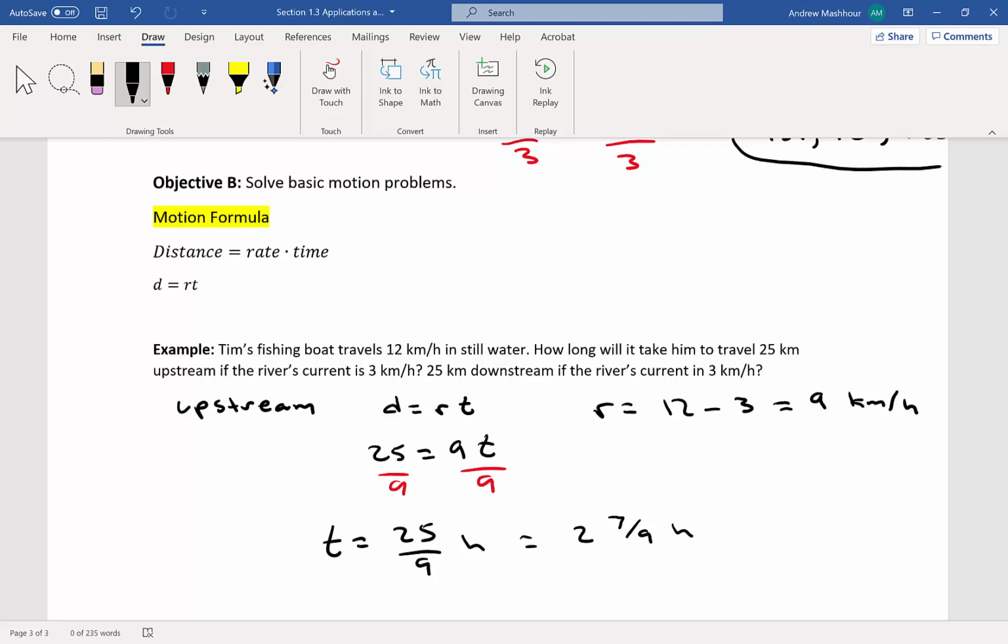Okay. And then another thing that you could do is change the 7/9 into minutes if you'd like. So 7/9, if you want to change that into minutes, you're going to have 7/9 times how many minutes are in an hour, which is 60. So you're going to multiply this out and see what we get. 7 times 60 and then divided by 9. That gives us about 47 minutes. So this gives us 46.6, and this just keeps repeating. So we have 2 hours, 47 minutes.